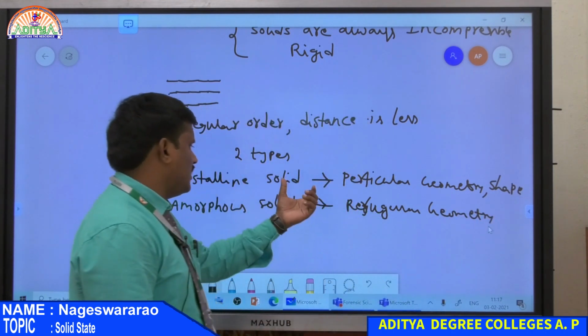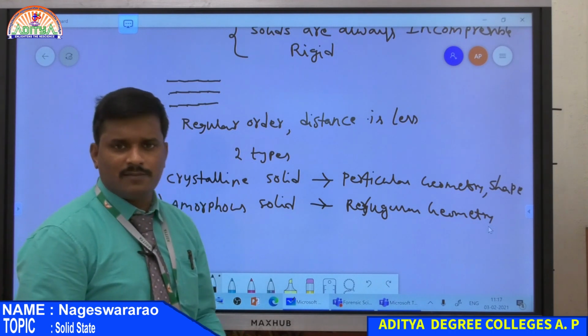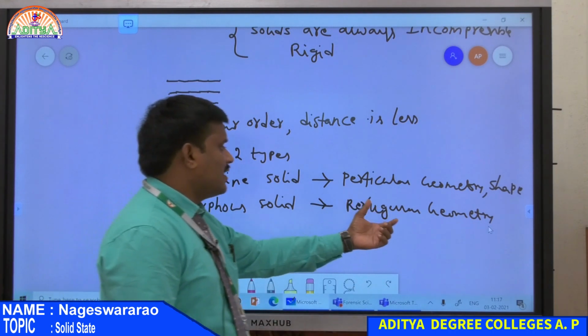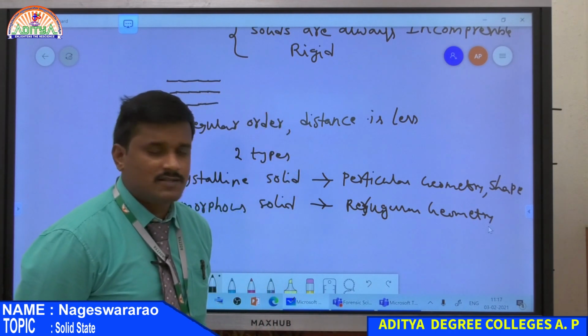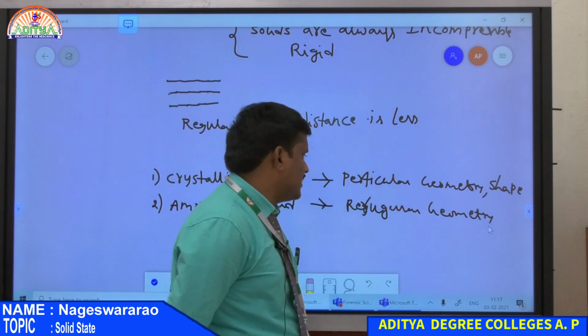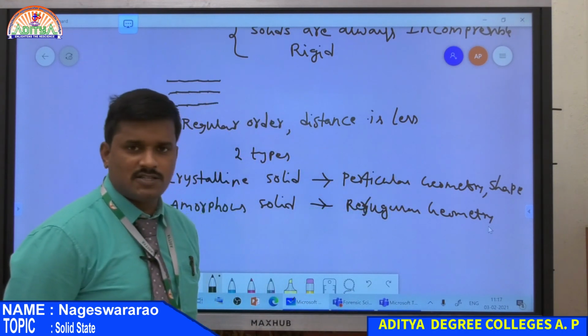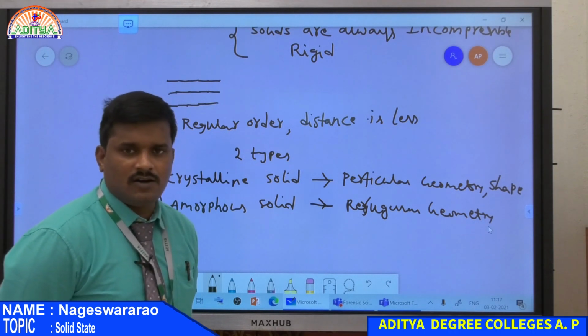In both solids, crystalline as well as amorphous, the atoms are arranged in a regular manner, but if there is a slight deviation in the structure, then it is an amorphous solid. Whereas if the atoms are arranged in a regular manner, and hence it has a particular geometry along with shape or volume, then it is a crystalline solid.